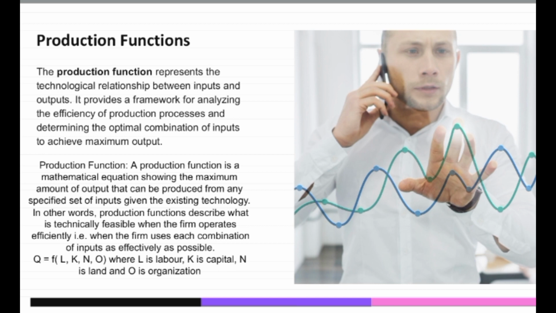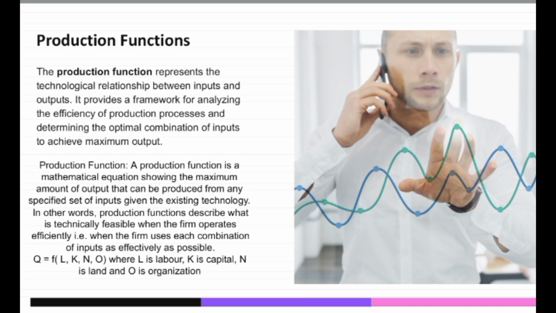One important thing I want to tell you here is that where the word technology is used, there you should know that the production function is used. We are talking about the production function when the technological factor comes in. In other words, the production function describes what is technically feasible when the firm operates efficiently, when the firm uses each combination of inputs as effectively as possible.